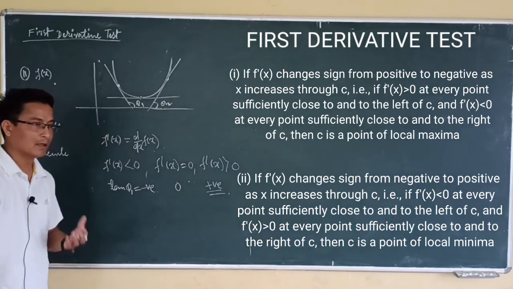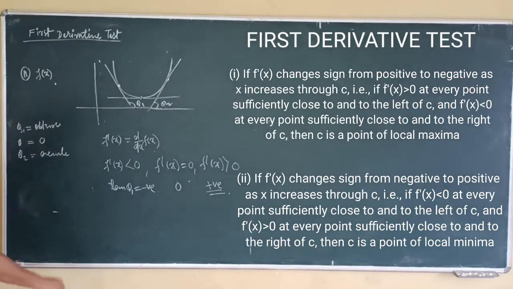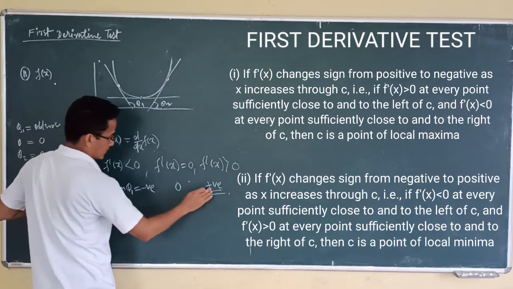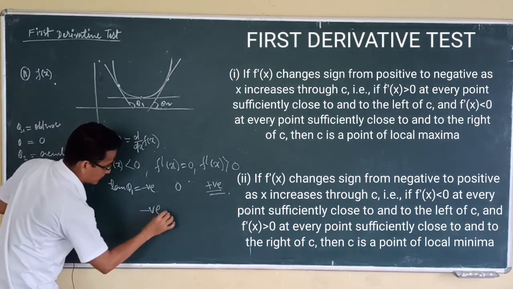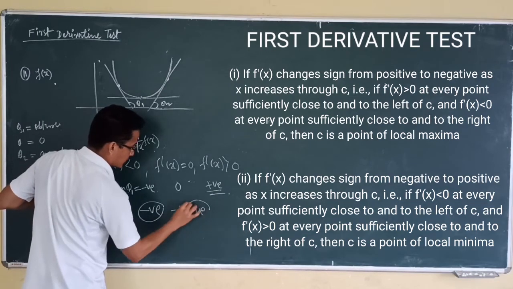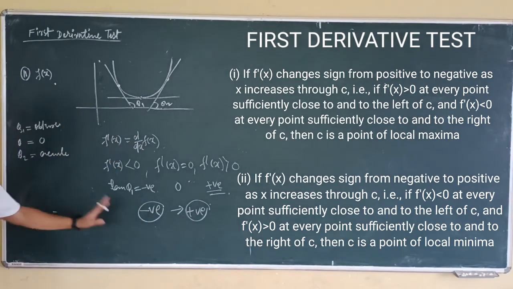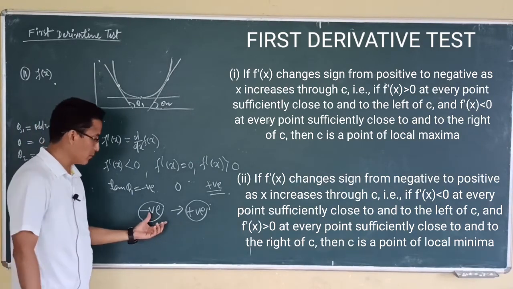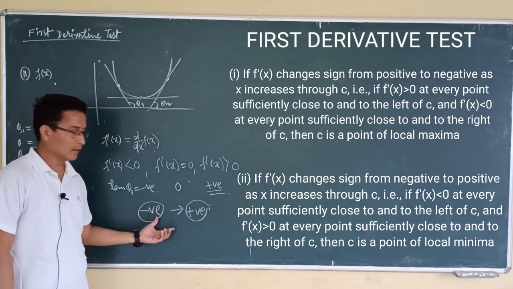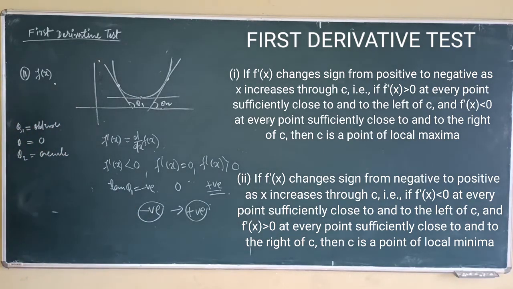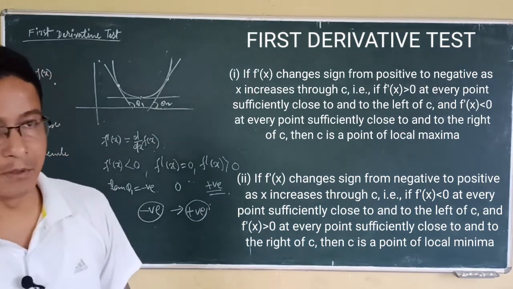Okay, we will get the maximum value. So here you see this, negative to positive, we will get the minimum value of a function. Clear? So first one is about the maximum, second is for minimum.